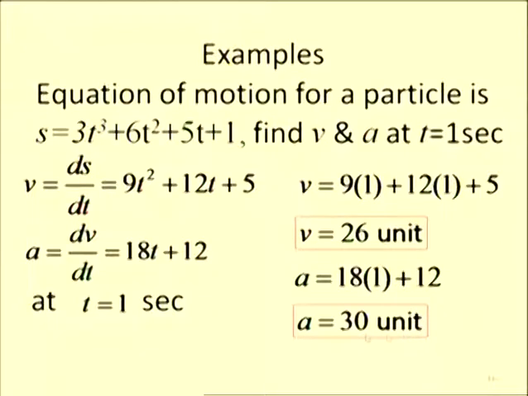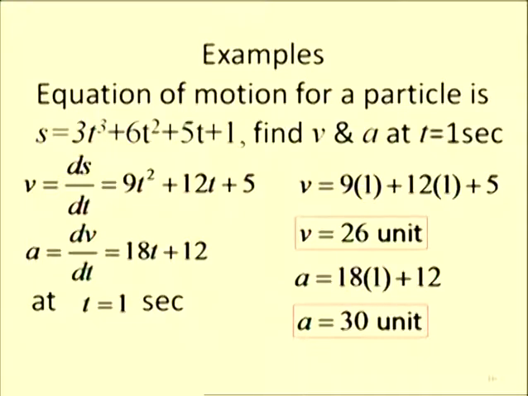So it is again meter per second square or centimeter per second square. That acceleration is there for t is equal to 1 second. So at t is equal to 1 second, the velocity is 26 and acceleration is 30 units. So we can get the velocity and acceleration at a particular moment of time using this concept.